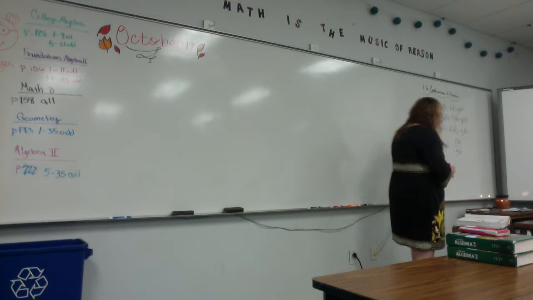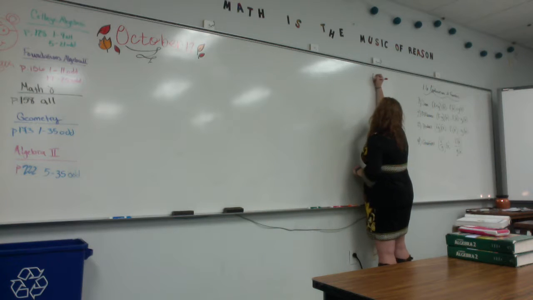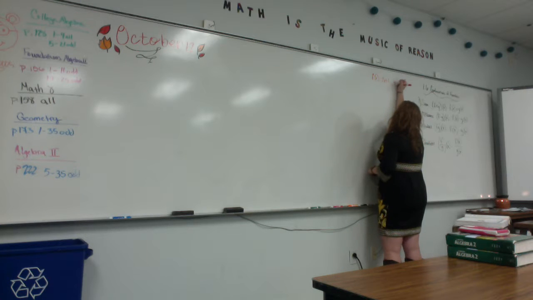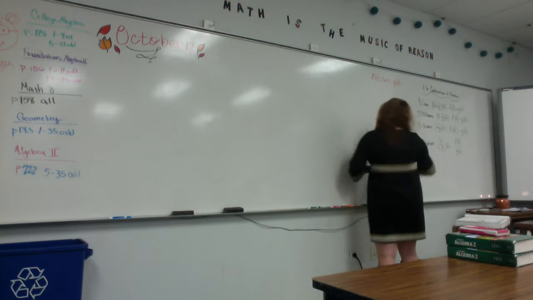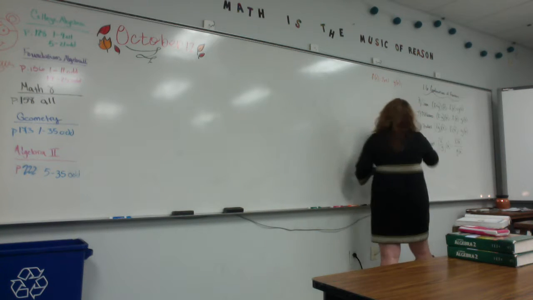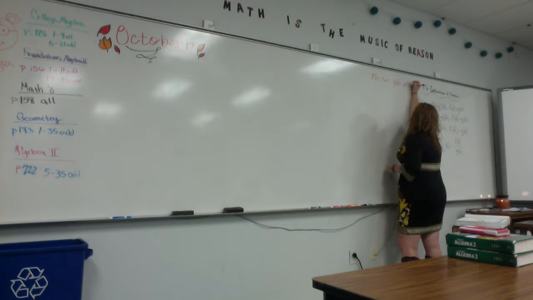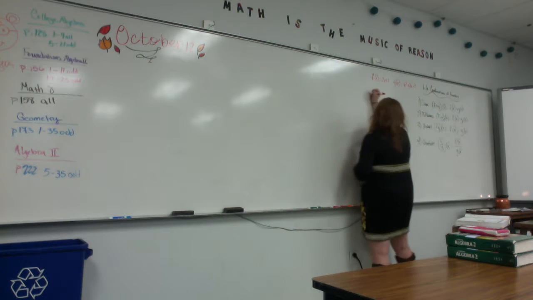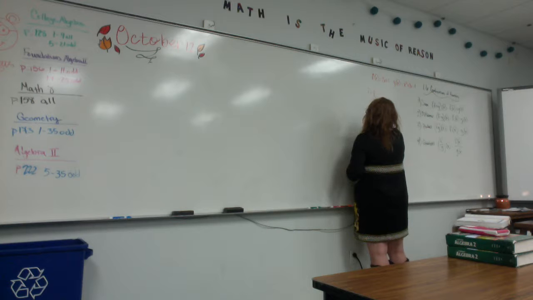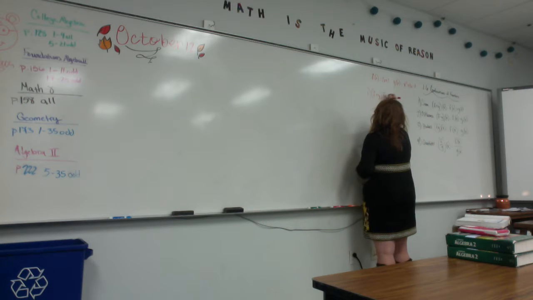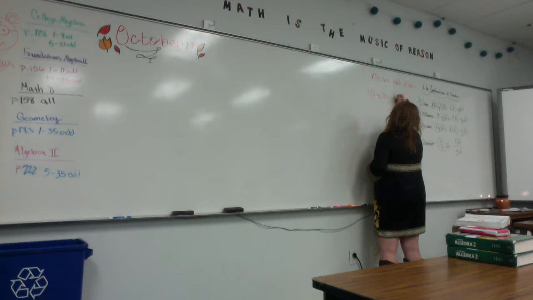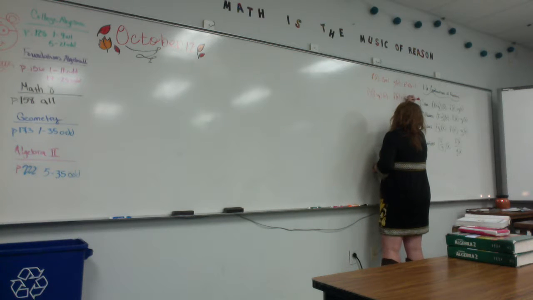Let's say f of x equals 2x plus 1, and let's say g of x equals x squared plus 2x minus 1. And we want to first find f plus g of x, which means I am finding f of x plus g of x.